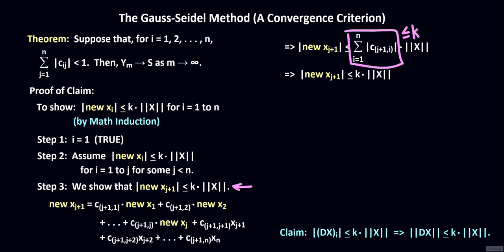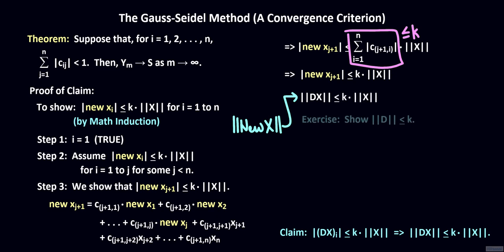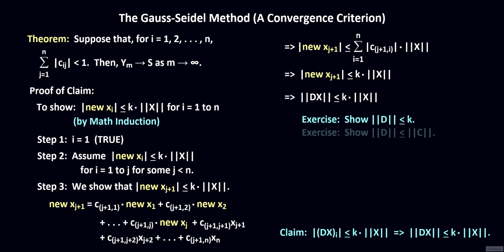The norm of the new x, or the norm of D times x, is less than or equal to k times the norm of x. We can also conclude that the norm of D is less than or equal to k. We leave the details as an exercise for the viewer. The viewer can also show, as another exercise, that the norm of the matrix D is less than or equal to the norm of the matrix C.